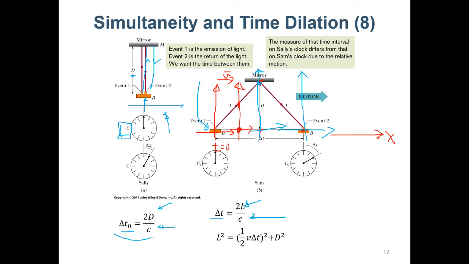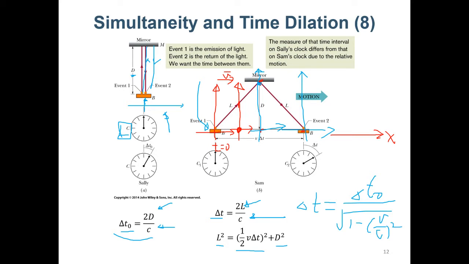And after we write the Pythagorean theorem, we'll have this one is (1/2 Vt) in the parenthesis and squared, and this one is d squared, L squared. So we substitute L into here and d into there, so that we will get delta t equals delta t0 over the square root of 1 minus (v over c) squared. So how does it come from?